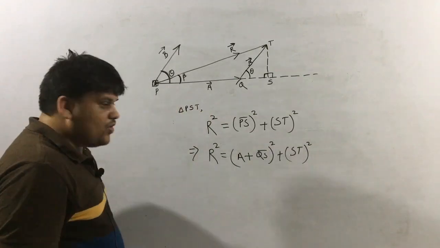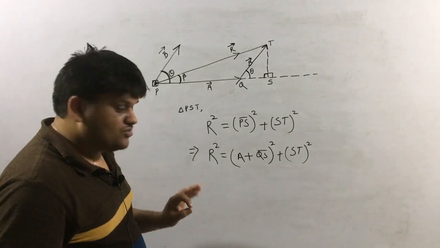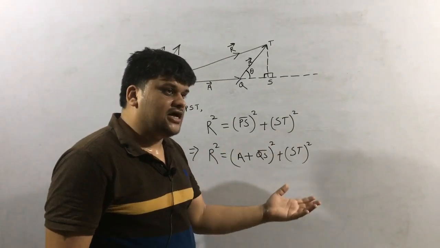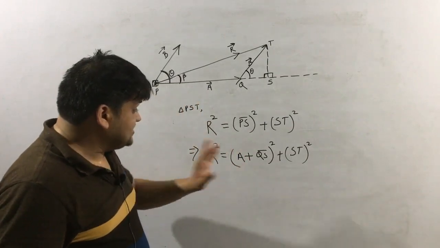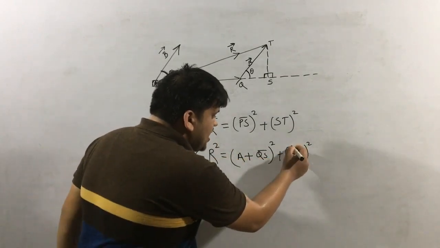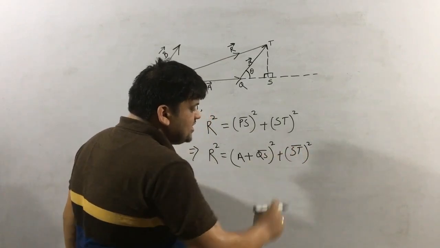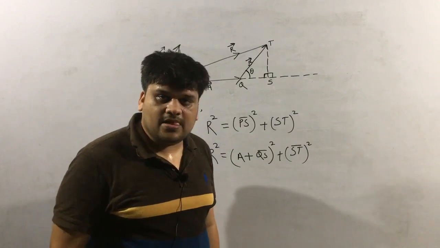Now let me again remind what I want. I want the expression of R in terms of A, B and theta. Those are given. A, B and theta are given. So now A is there. But for QS and ST also I have to write QS and ST in terms of A, B and theta.